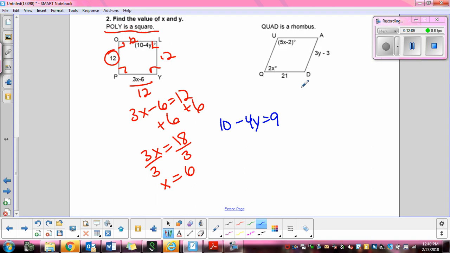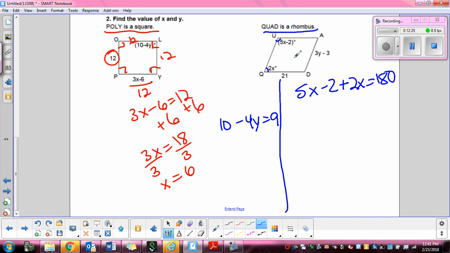Solve for y. If this is a rhombus, we don't really know anything about these angles. They're not 90. They are supplementary though. So we know that 5x minus 2 plus 2x equals 180. That's what supplementary means. Also, for a rhombus, we need to remember that my side lengths are equal. So this side is equal to this side. So 21 equals the 3y minus 3. And actually, each side is 21. They're all equal.